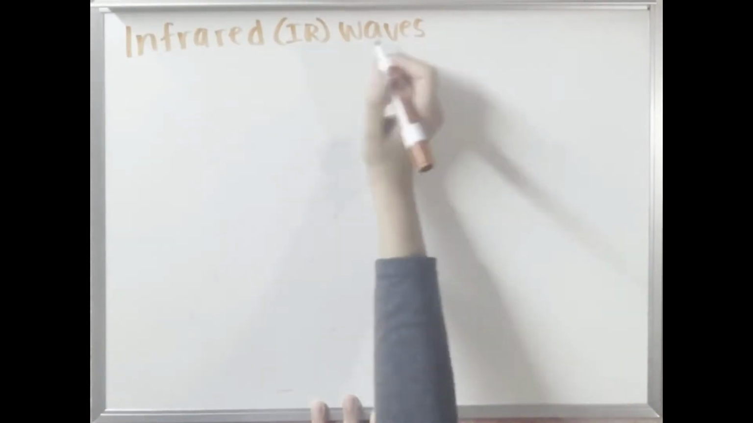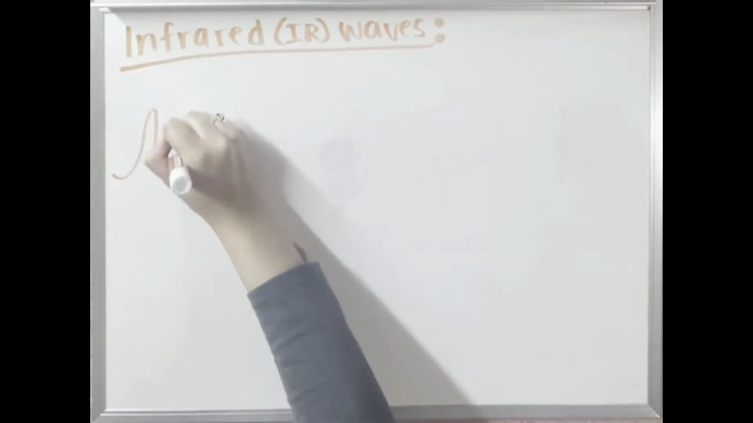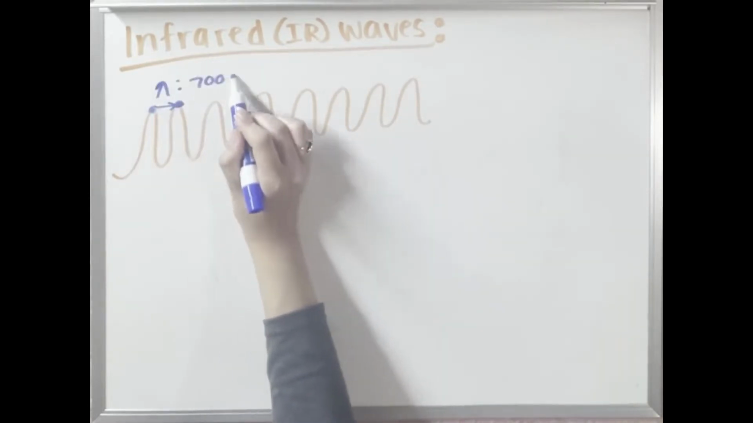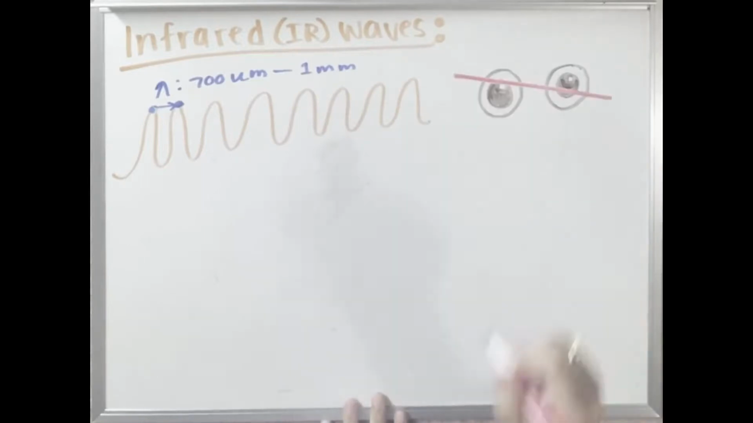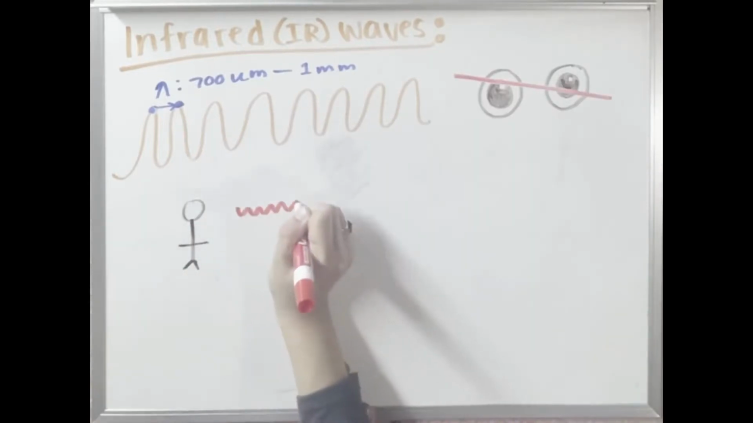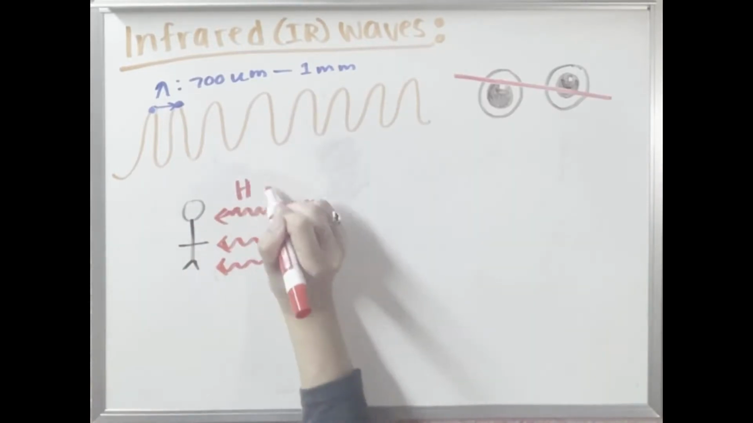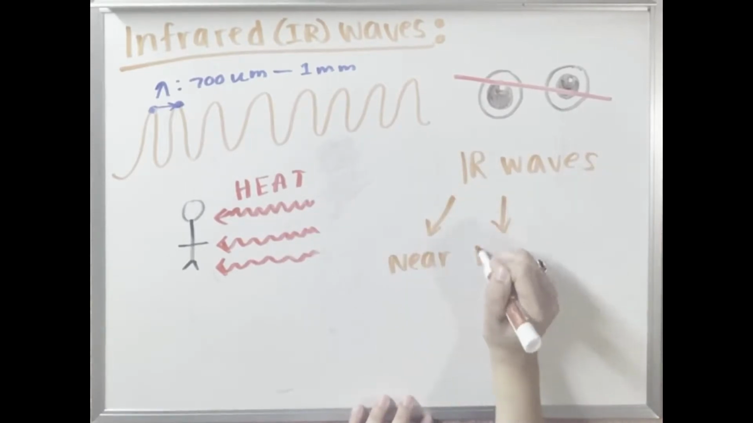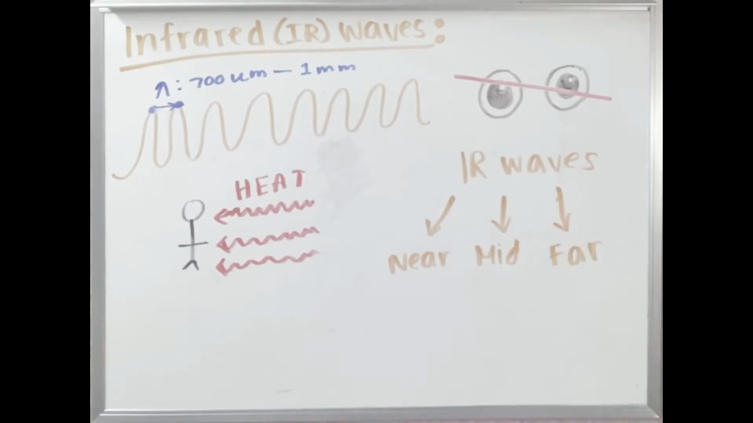Following microwaves, IR waves or infrared waves have wavelengths down to the micrometers, from 700 micrometers to 1 millimeter, right at the edge of the visible light spectrum. These waves, while invisible to the naked eye, can be detected as heat by people. They are divided into three categories based on their wavelengths: near, mid, and far infrared, and each has different applications. For example, near infrared is used in heat lamps.